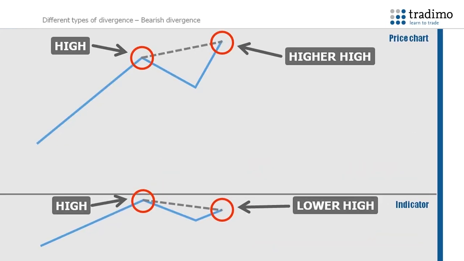Observe that while the connection between the highs on the price chart form an upside angle, the connection between the highs on the indicator form a downside angle. This normally precedes price moving in the opposite direction, potentially setting up a short trade.